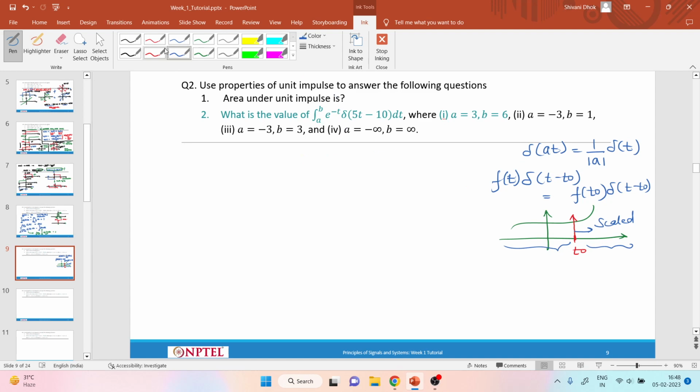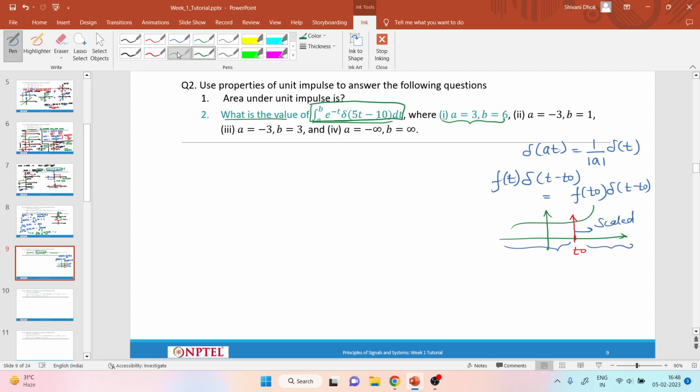So what are we given here? Let us look at this question. What is the value of this integral when the limits are given by this, that is, this integral is having its limits from a to b, and here we are having a equal to 3 and b equal to 6. So let us first try to understand and simplify this integral using these properties, and then we'll look at what role these limits play.